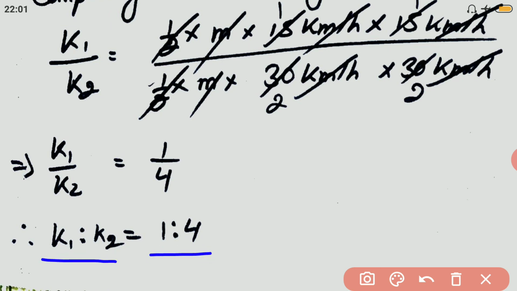Remember here the first quantity should be compared with the second quantity. It's not K2 upon K1, it has to be K1 upon K2. I hope you understood number 10 also. Thank you so much.